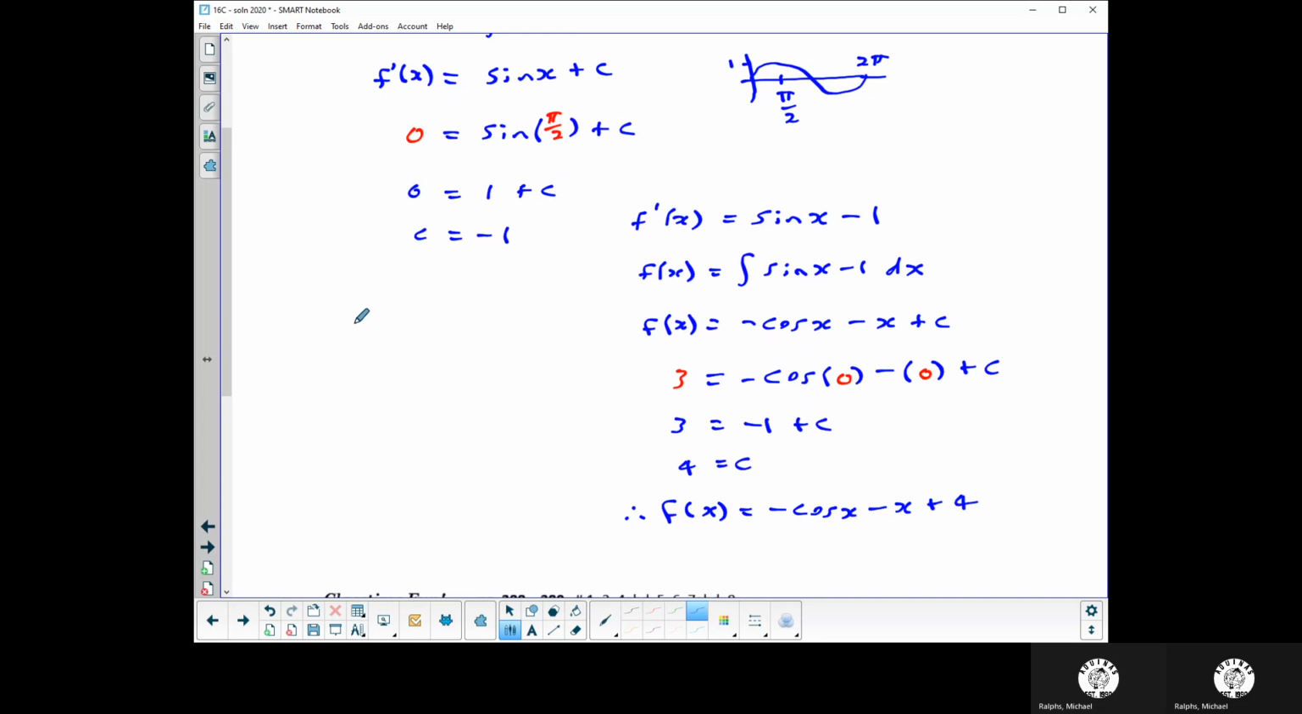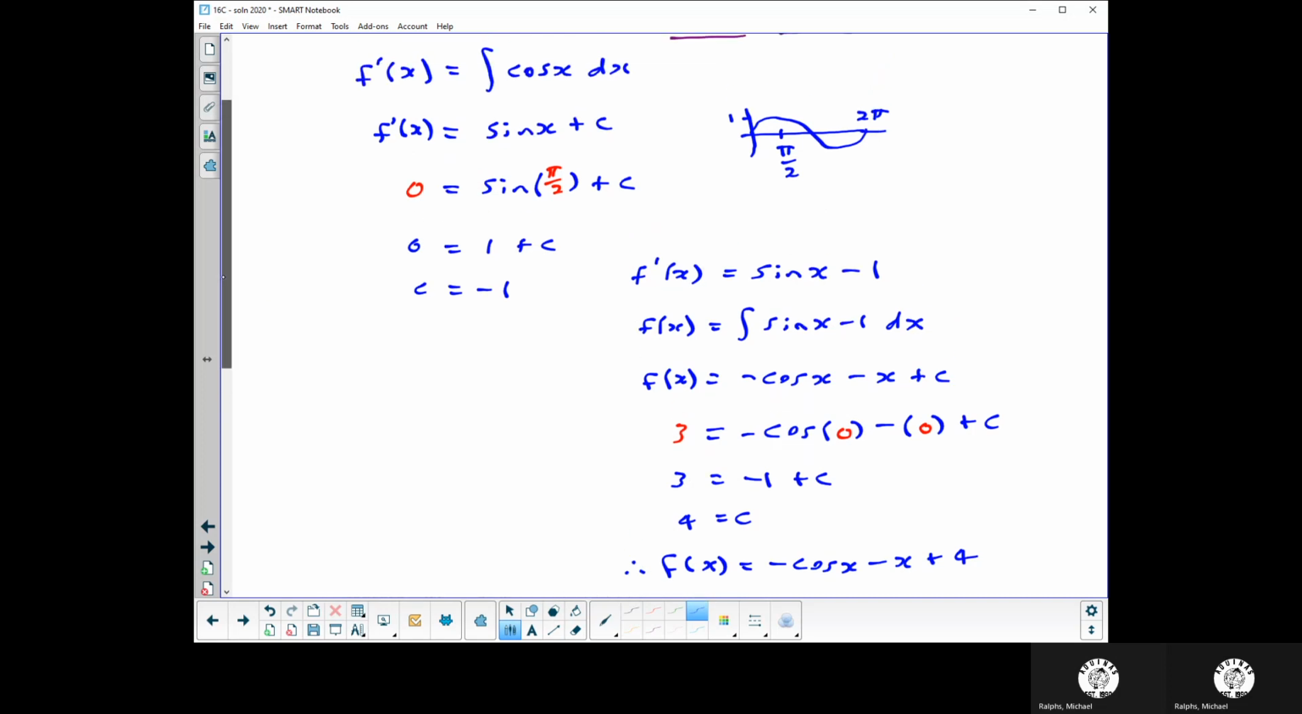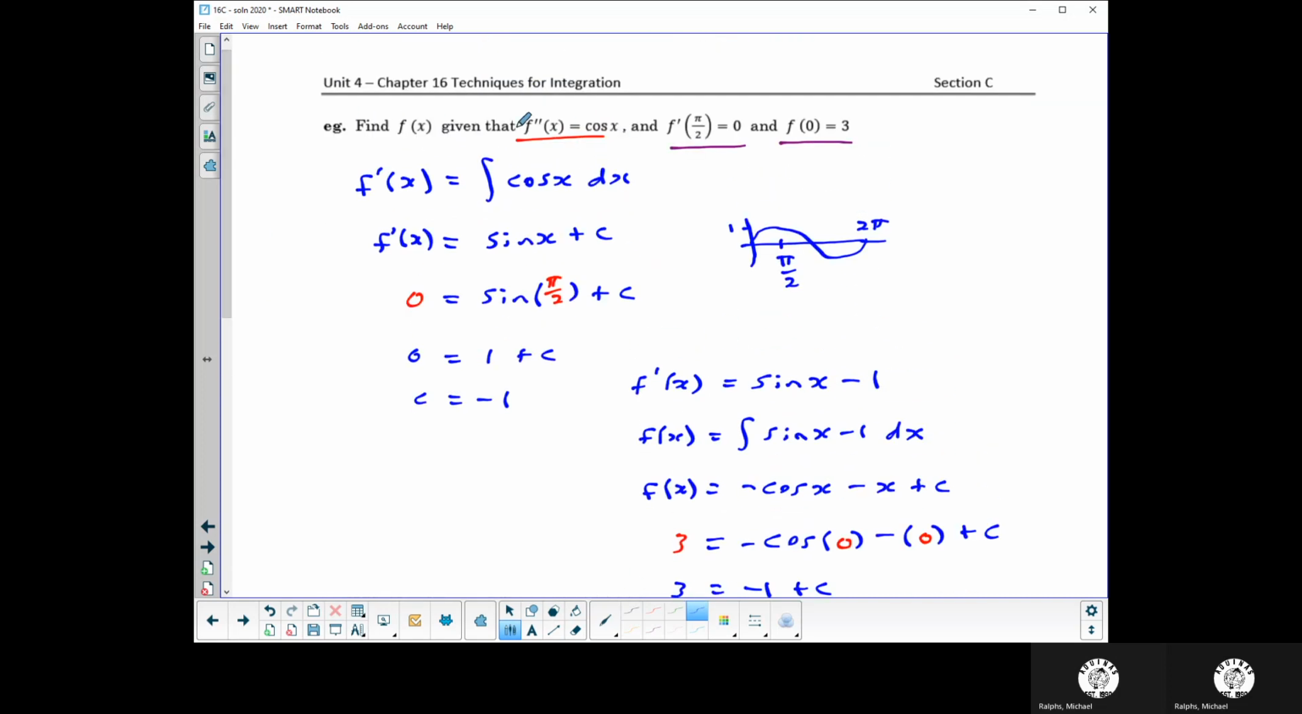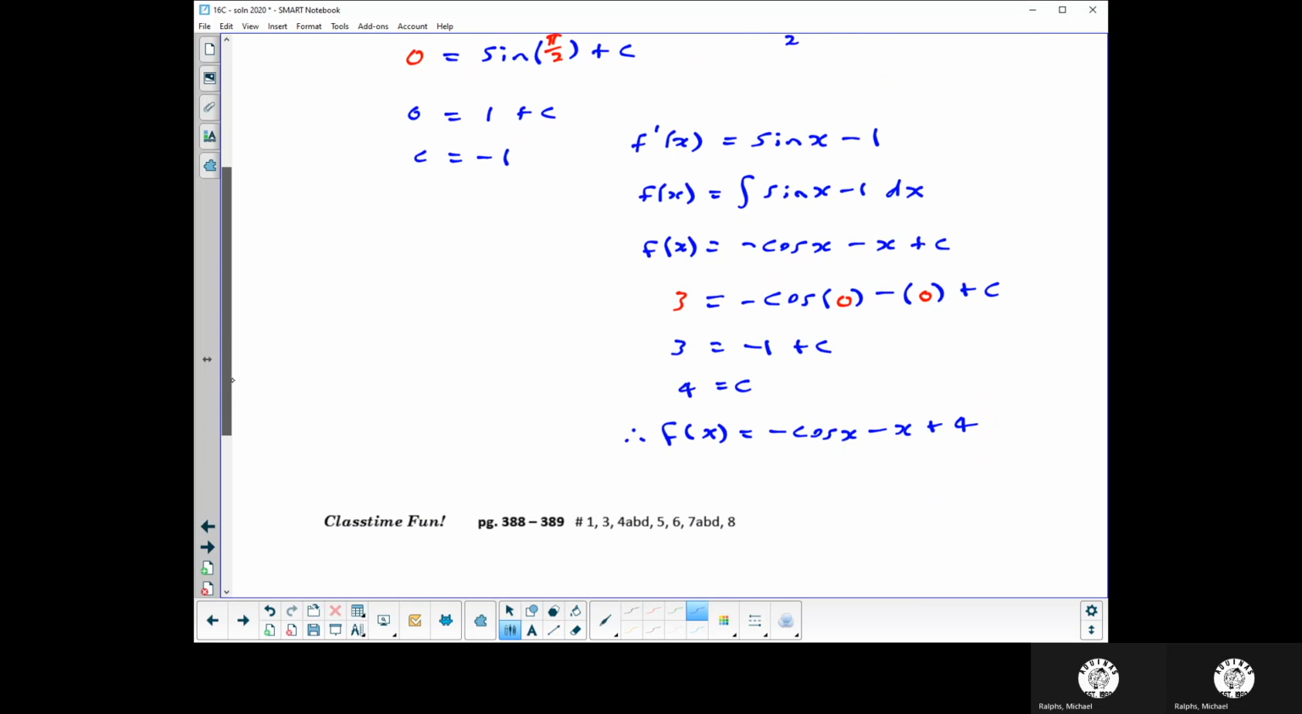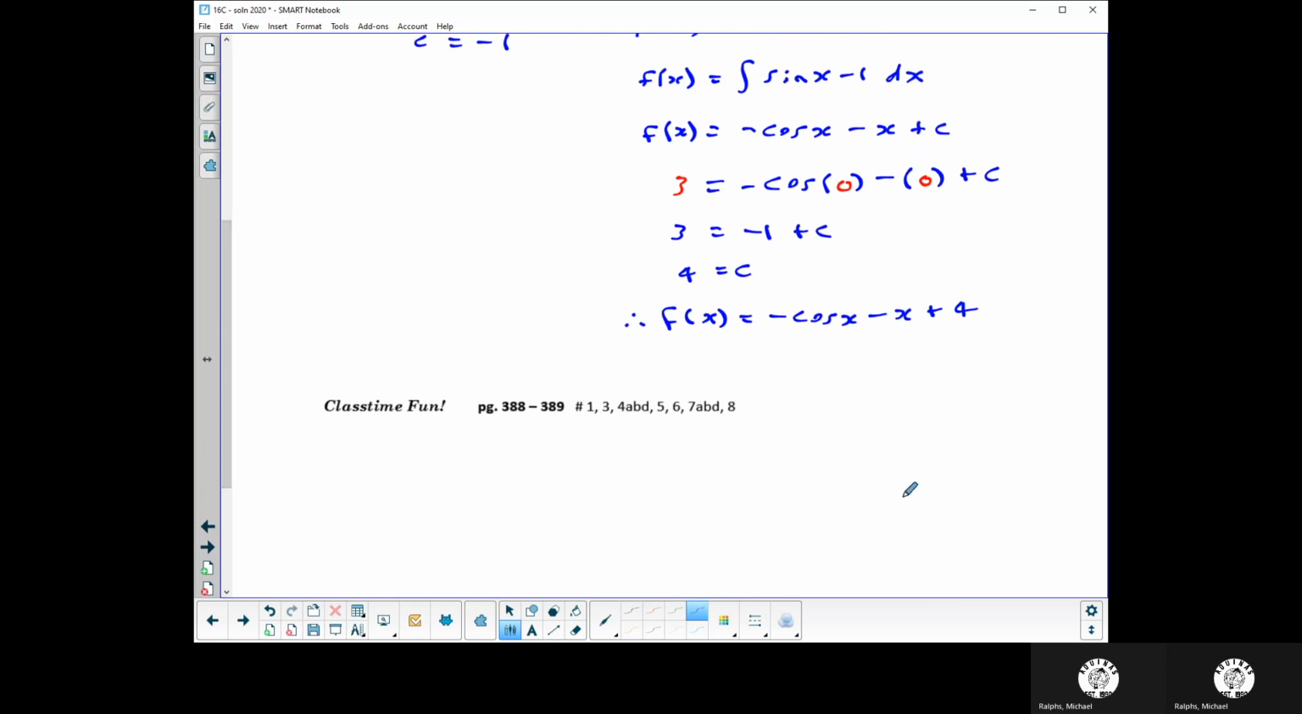Okay, and that is how you find the constant c when given a gradient function or even a second derivative and a couple other evaluated points on each of the other functions. So that is it for the day. So please enjoy doing a little bit of practice there. And I thank you for watching, and we'll see you in class.